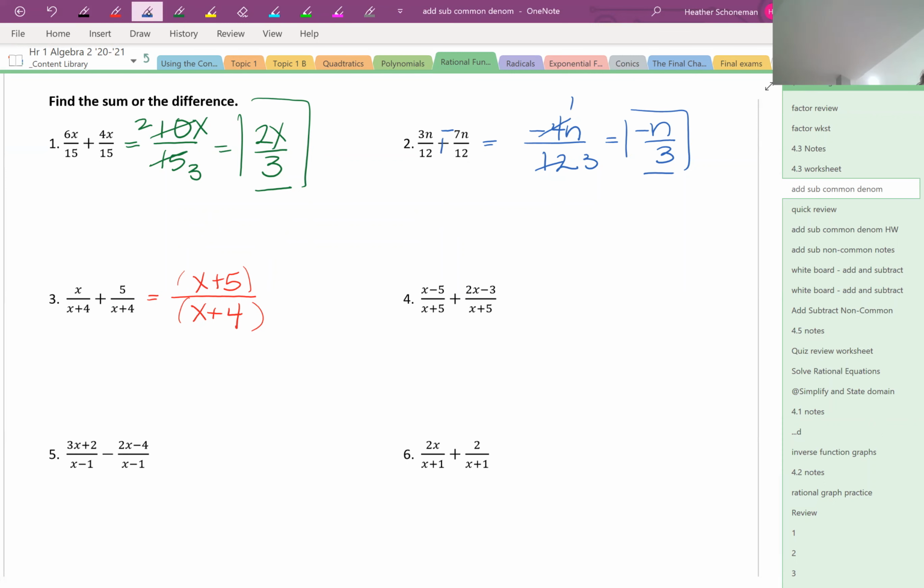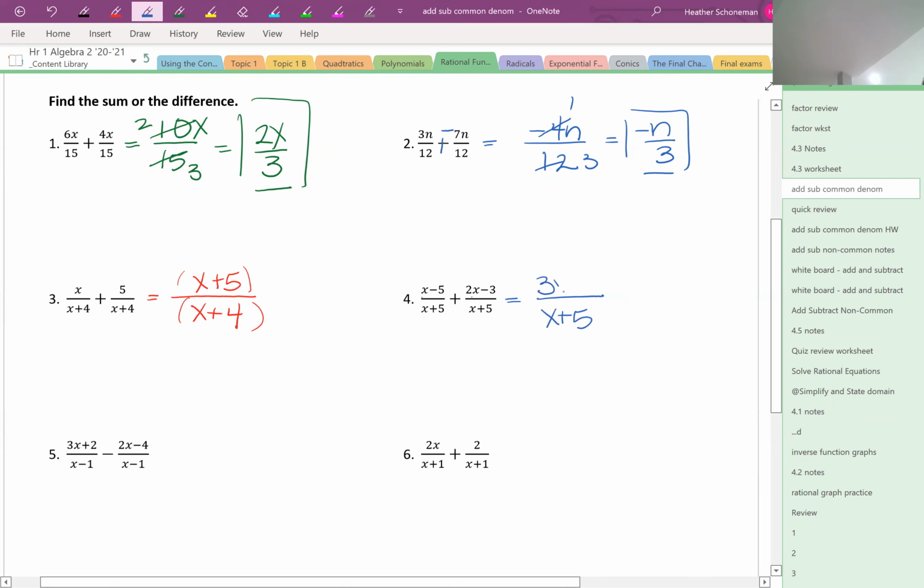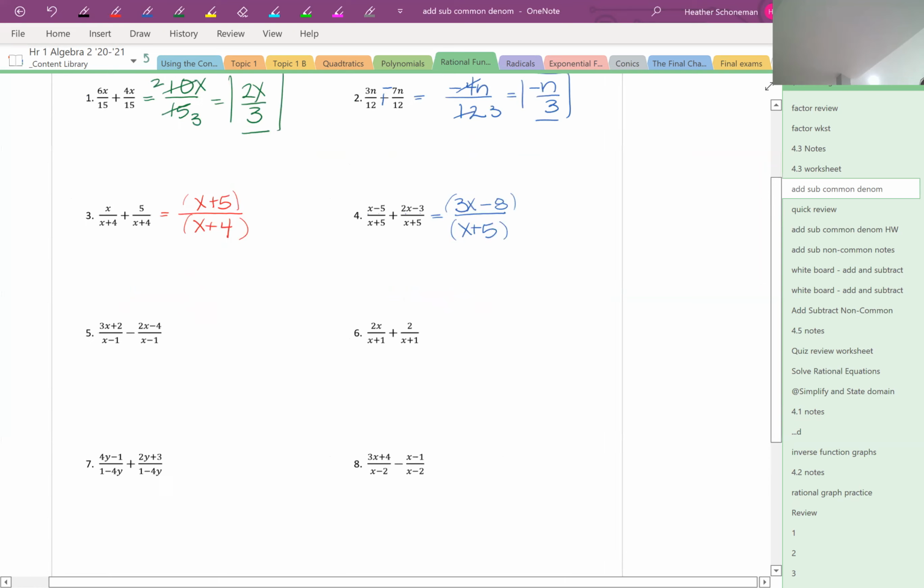Okay, let's go to number 4. Again, the denominators match, so they're both going to be x plus 5. And now we need to add the numerators. So x and 2x would give us 3x. Negative 5 and negative 3 is negative 8. Now, we could see if the top factors any, but it doesn't, so there's nothing that can simplify. But because they have pluses and minuses, they're groups, and these groups don't match exactly, so you can't reduce them.